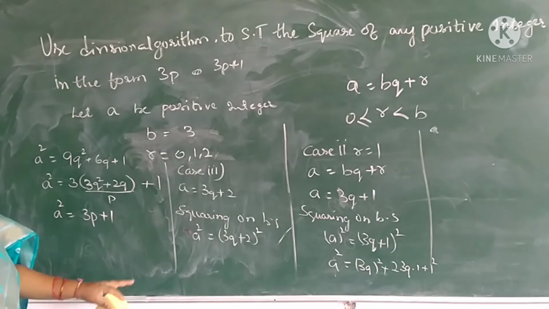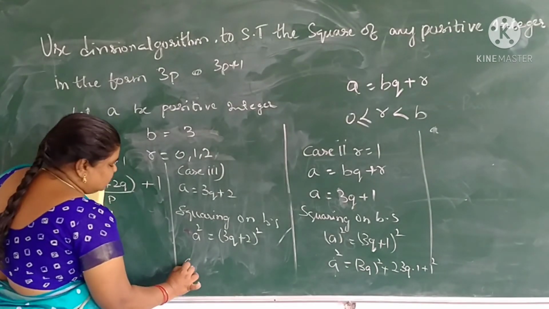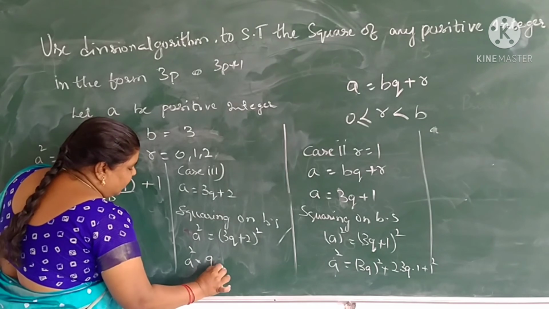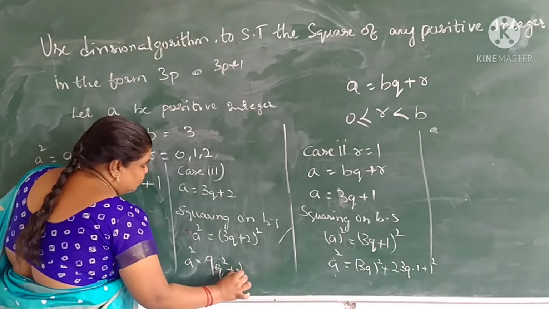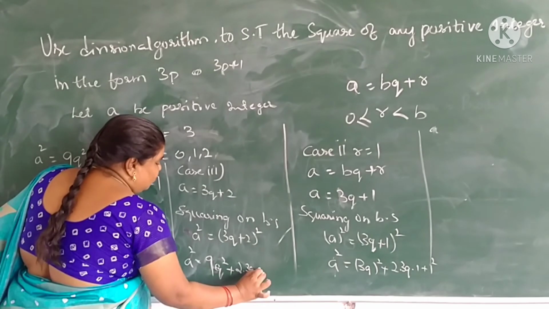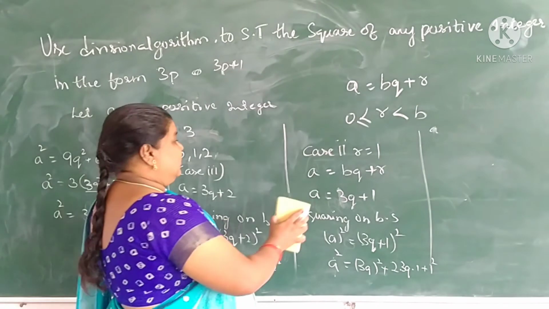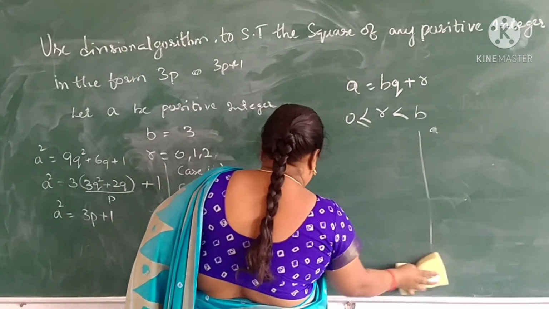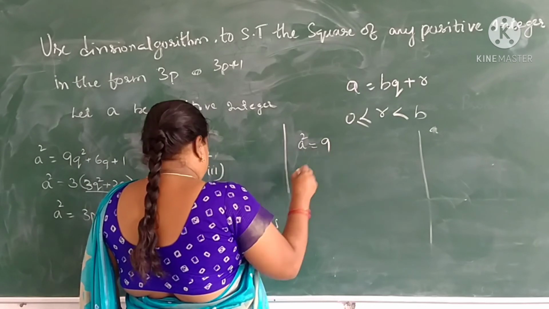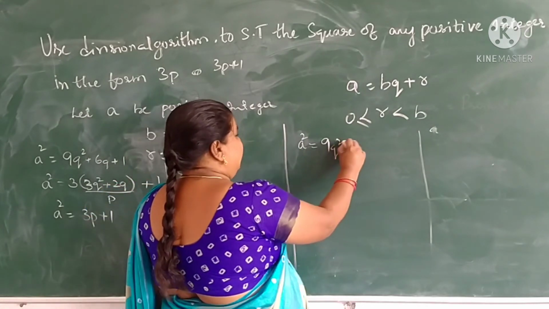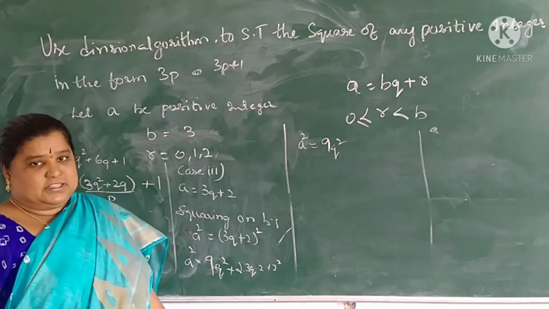Yes. Then what happens here? (a plus b) whole square. So here a square is equal to 9q square plus 2 into 3q into 2 plus 2 square. So what are we going to get here? a square is equal to 9q square plus, 2 2s are 4, 3s are 6, so 12q.